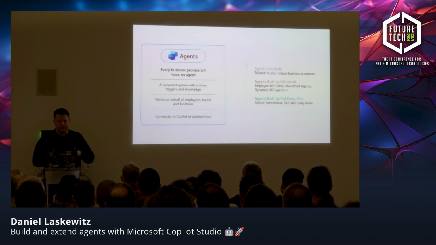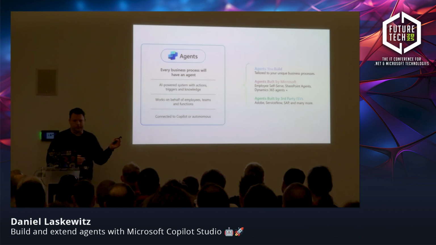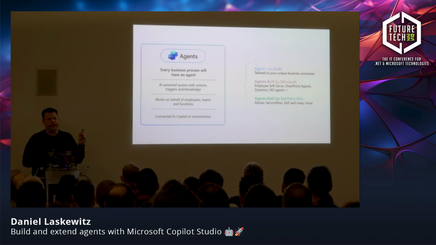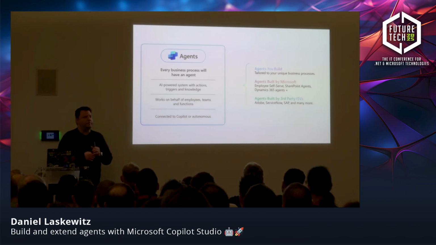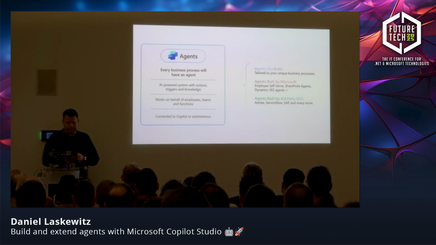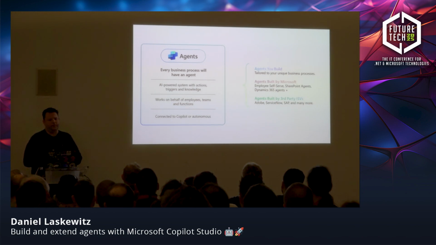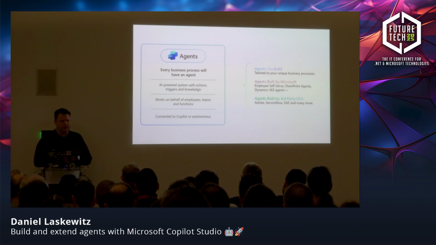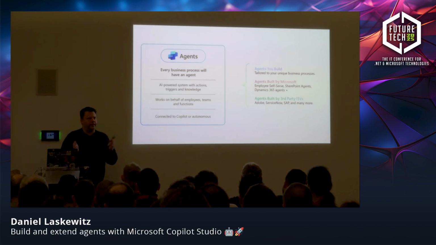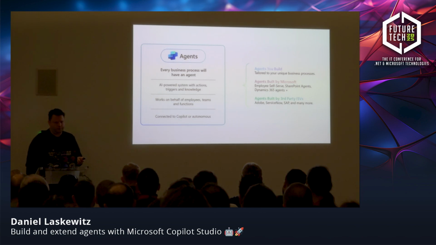And when you use agents, you have three types of agents. You can build agents yourself, of course. You can use agents that are built by Microsoft. So there are a whole bunch of pre-built agents already available. And you can have, of course, agents built by third-party ISVs. So as you can see, Adobe, for instance, is one of them, ServiceNow, SAP. They all have their own agents, and you can add those as well if you want to.